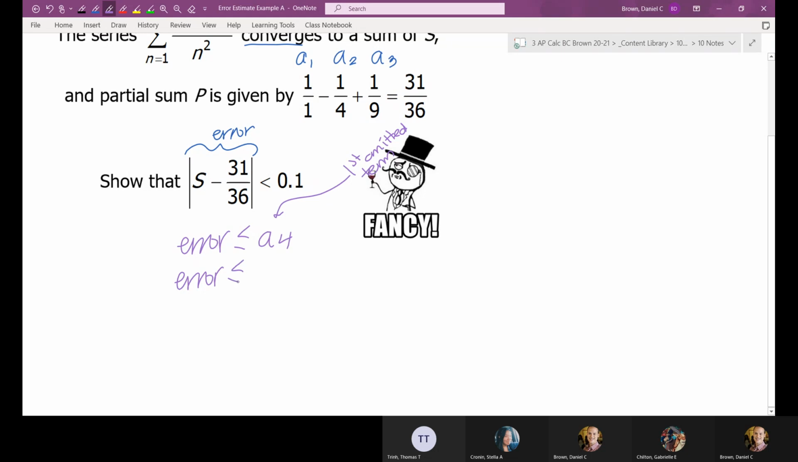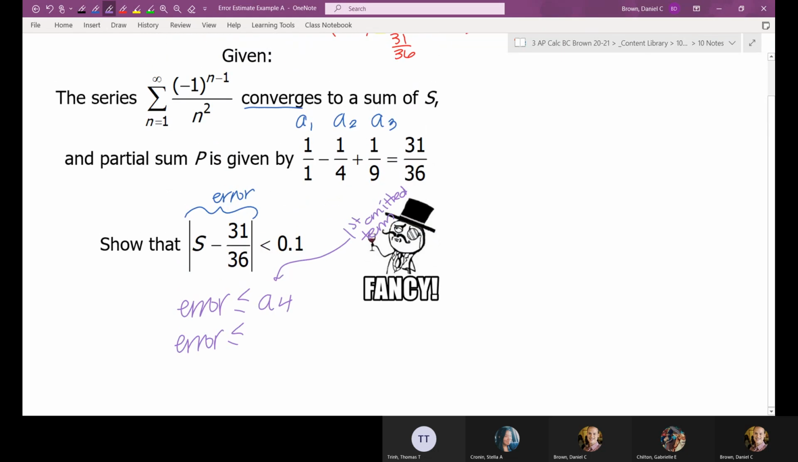Well, what is that fourth term? They gave us the formula. Plugging in 4 for n, that's going to be negative 1 to the 4 minus 1, so that's going to be a negative number. But again, we are doing it in the absolute value of it. So that's going to be negative 1 over 4 squared, which is 16. Well, what is the absolute value of negative 1 over 16?